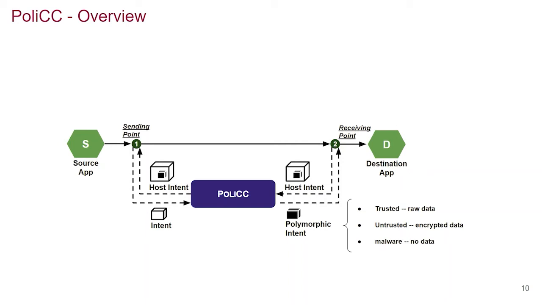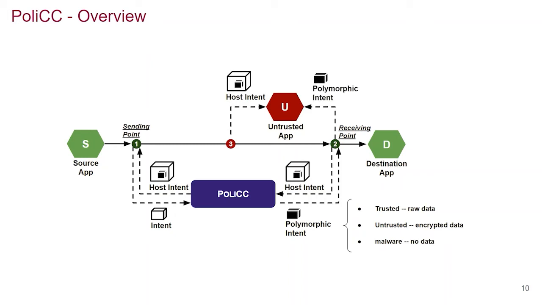Let's look at an example. Say an untrusted app gets the intent at point 3. It gets the host intent and cannot access the encrypted original intent. If it gets the intent at the receiving point, it gets the polymorphic intent. Since the app is untrusted, it can only get the homomorphically or convergently encrypted data.